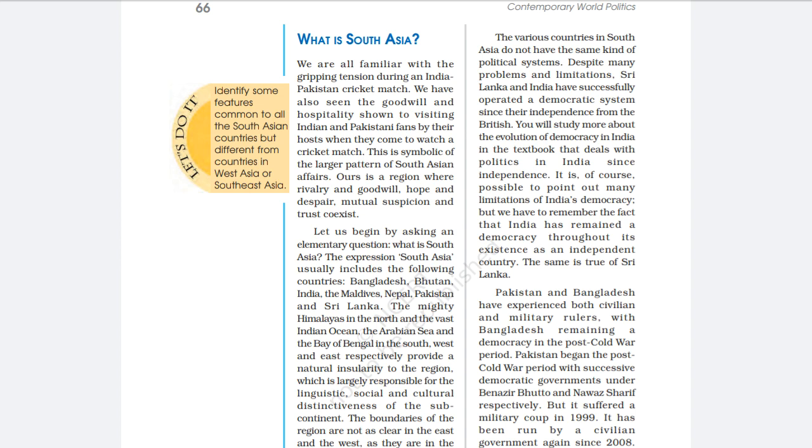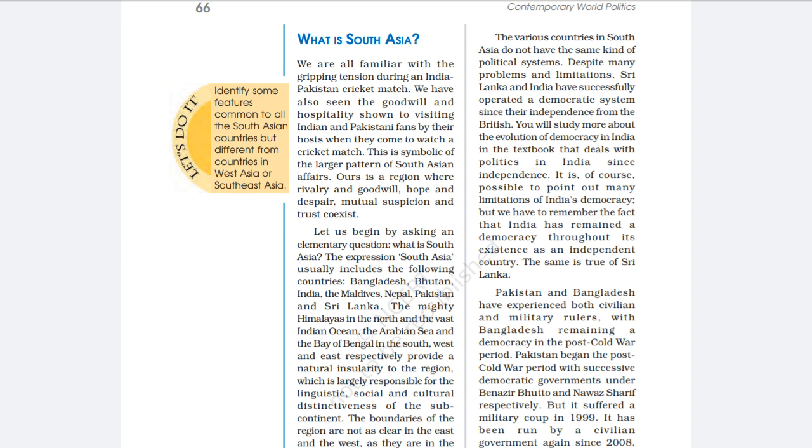What is South Asia? When we talk about what is South Asia, then we take the names of some countries such as India, Nepal, Bhutan, Bangladesh, Pakistan, Sri Lanka, and the Maldives.